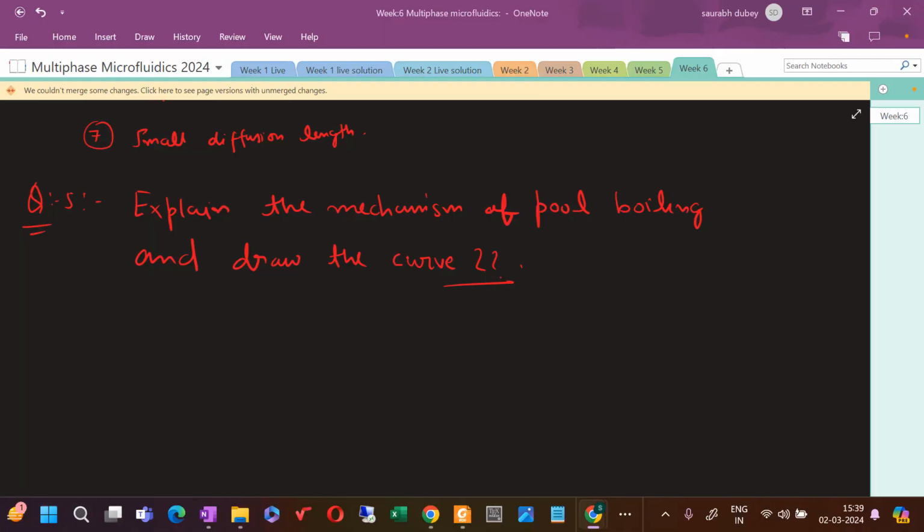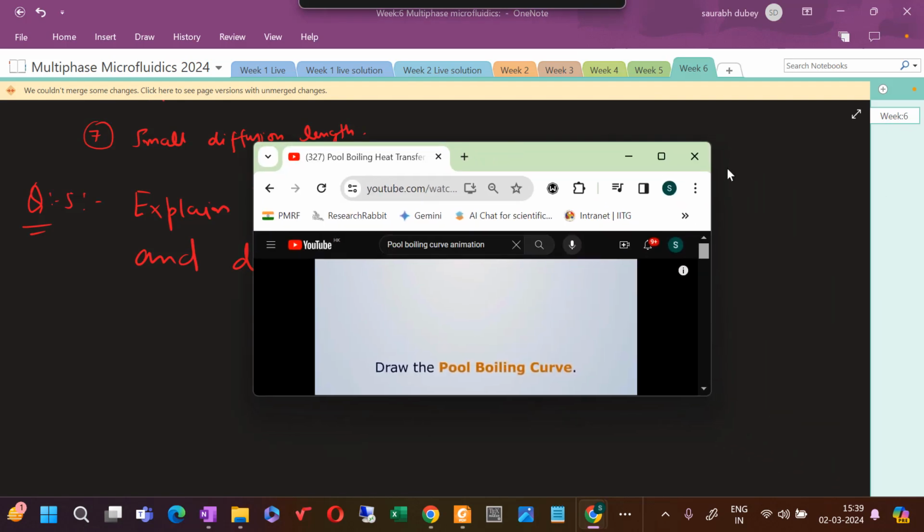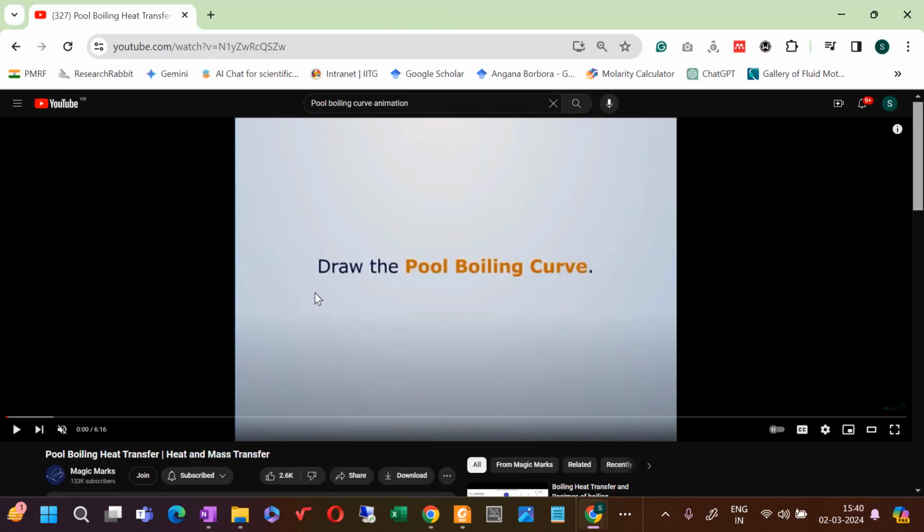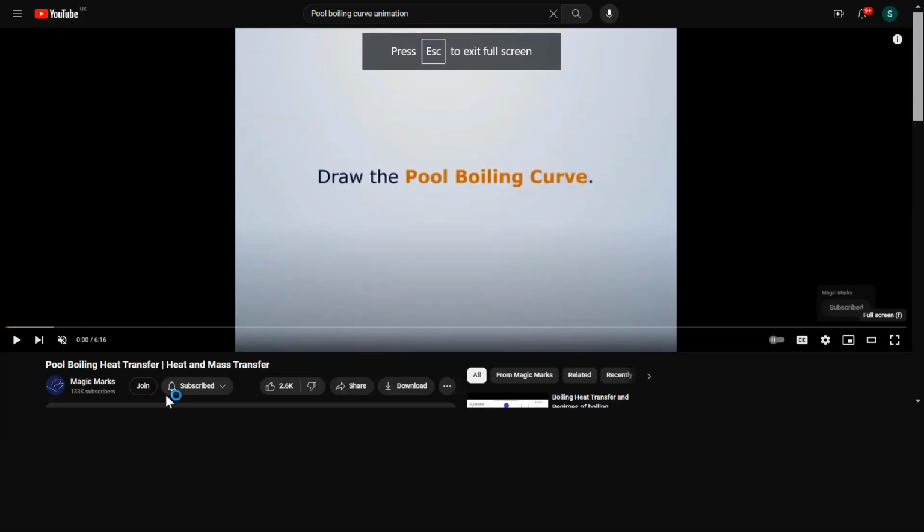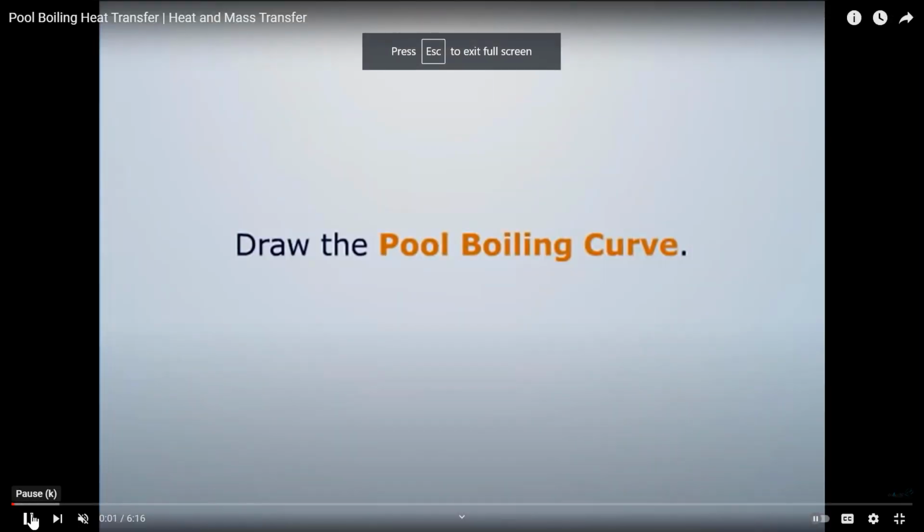So the pool boiling, you will be clear with how the boiling happens. The curve, how it is being drawn, we will be looking at that now, and then we will be discussing the same. If you see this, the other one by Magic Marks, this will be very clear to you now. Just see.